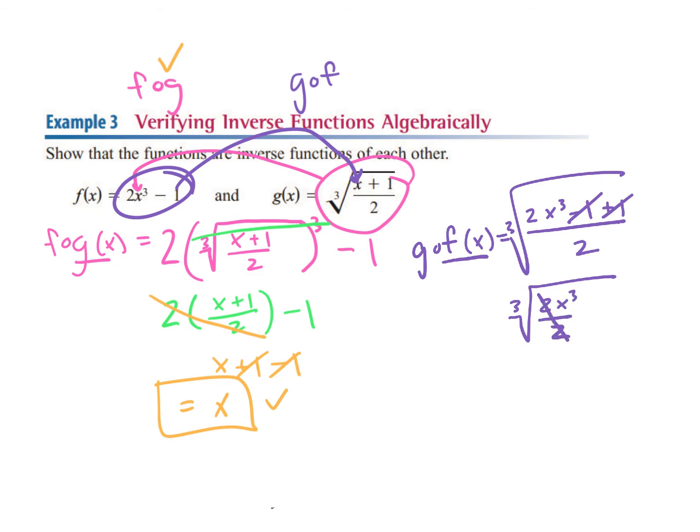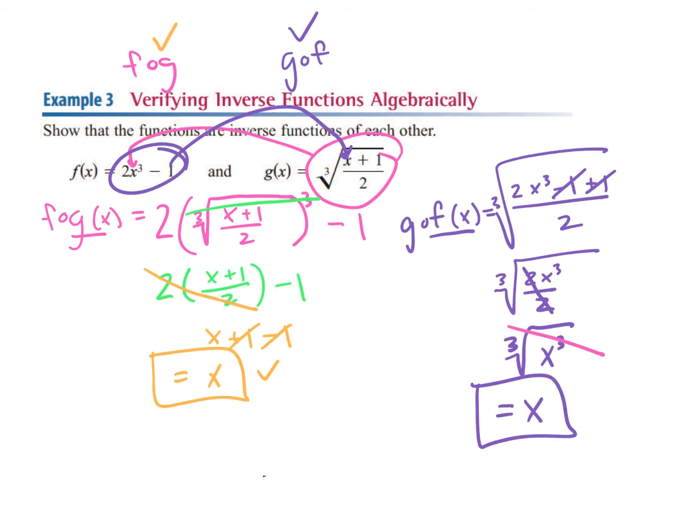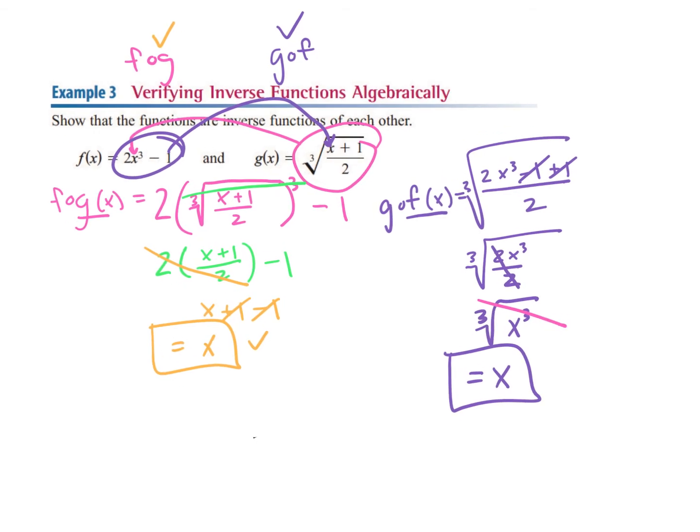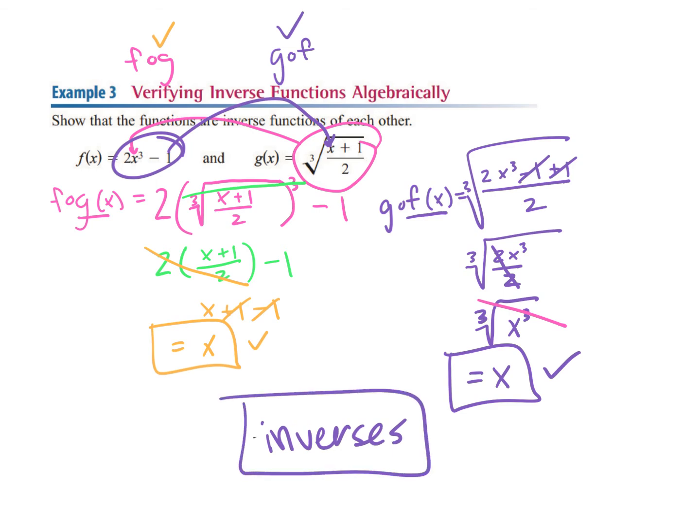The 2's cancel. And then I'm just left with the cubed root of x cubed. And the cubed root of something cubed cancels out also. So then this is just x. So g of f of x is also just x. So because I got x for f of g and g of f, that means that g and f are inverses of each other. So we have to check f of g and g of f in order to verify that they are inverses.